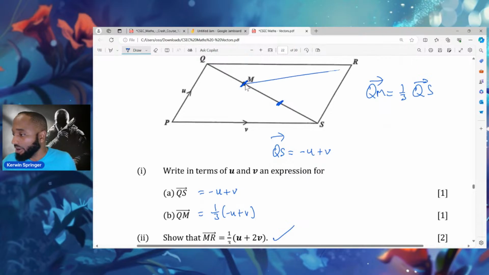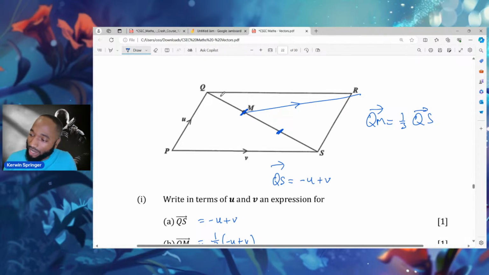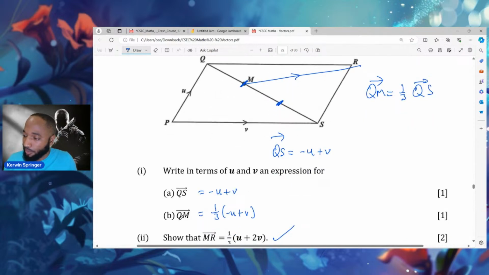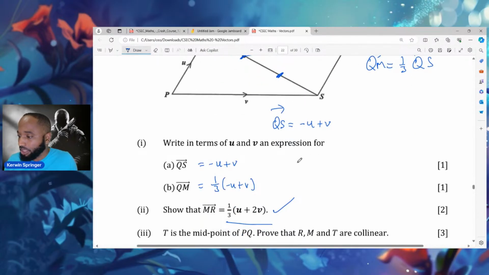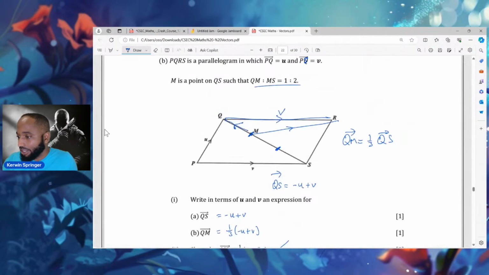So that's MR here, no problem. We don't know the way M to R, but we could go backwards Q to M because we just figured out Q to M. We're just going backwards, which means we can throw a negative sign there. And then we'll go this way, which happens to be V. You understand why this is V? It's a parallelogram, so if this is V, it's parallel and equal. This will also be V. So we'll write MR as equal to M to Q plus Q to R.